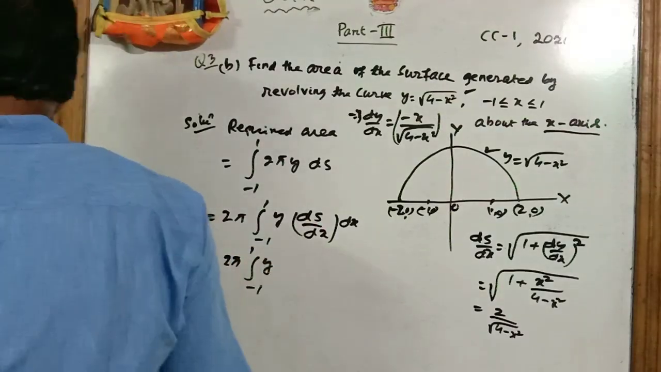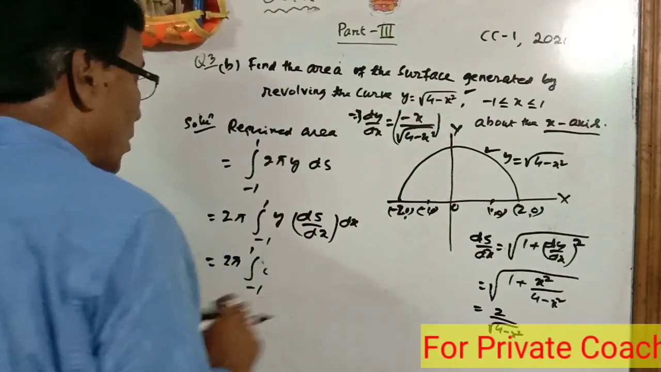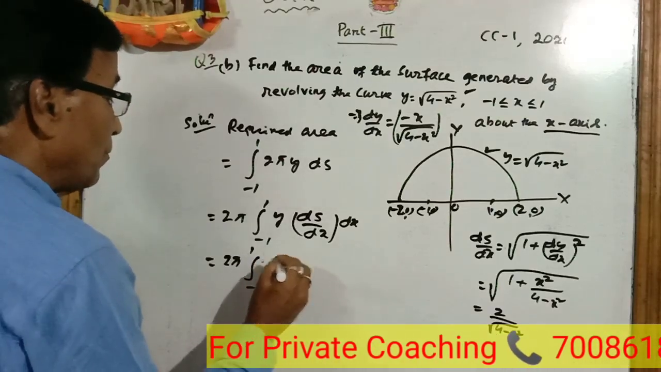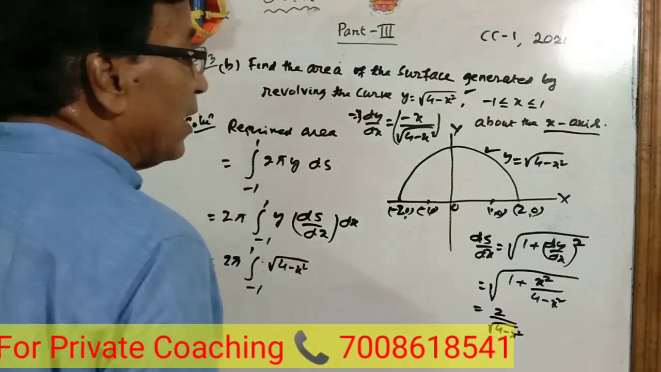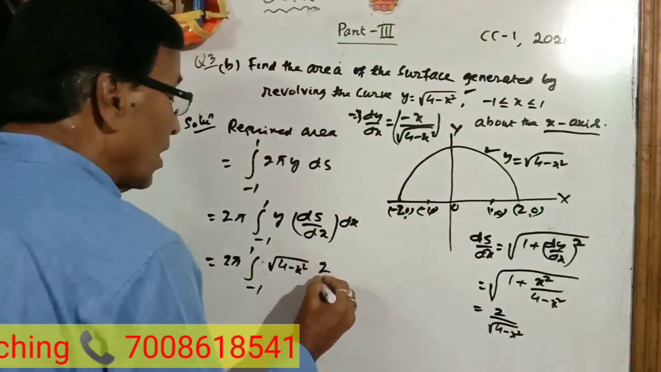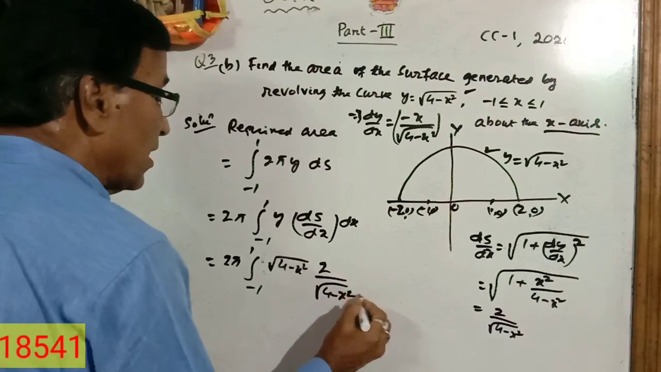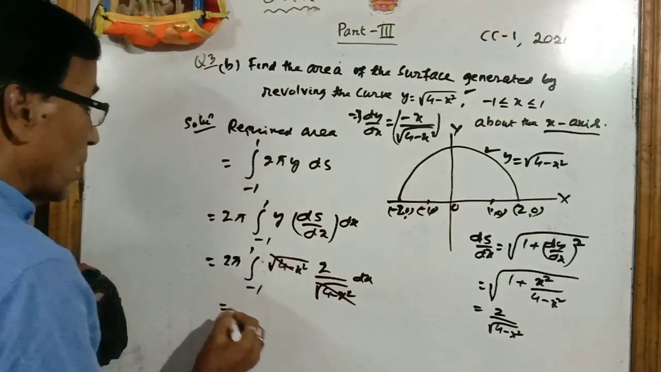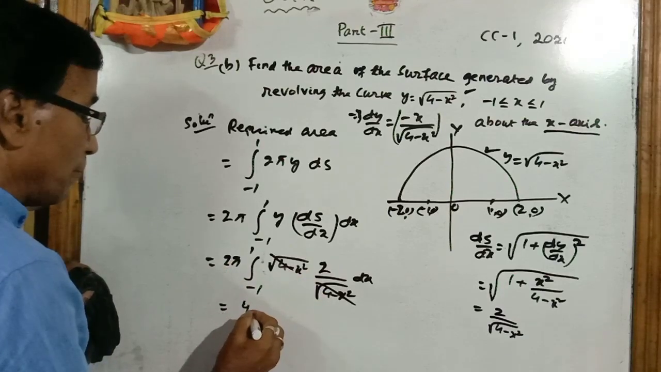What is the value of y here? y is equal to square root of 4 minus x square into dy by dx, that is equal to 2 by square root of 4 minus x square with respect to x. So this will be cancelled out. So now it is equal to 2 pi into 2, that is equal to 4 pi.